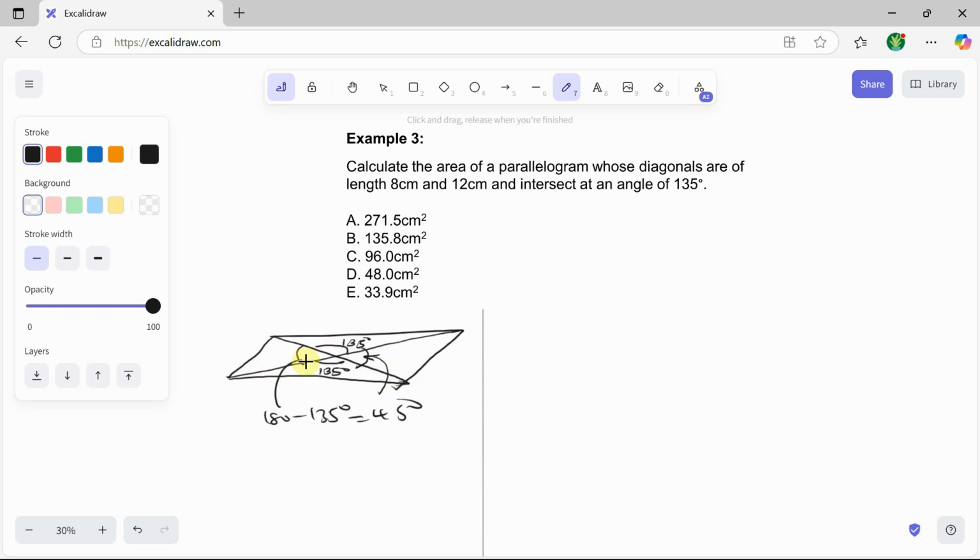Okay, let me also say that this line here is the one that is 12 centimeters, and this line is the one that is 8 centimeters. You agree with me that diagonals bisect each other? So at this point, from here to here is 6, from here to here is 6, from here to here is 4, from here to here is 4, just like we said.